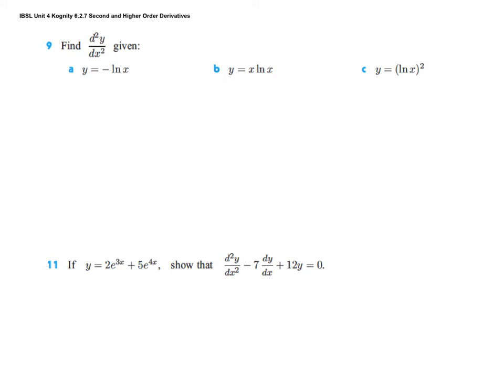Then you have things like this. We have, let's do 9a here. We want the second derivative, so here's y. I'm going to find y prime. What's the derivative of ln of x? 1 over x. So this would be negative 1 over x. And then how would I find y double prime? The second derivative?